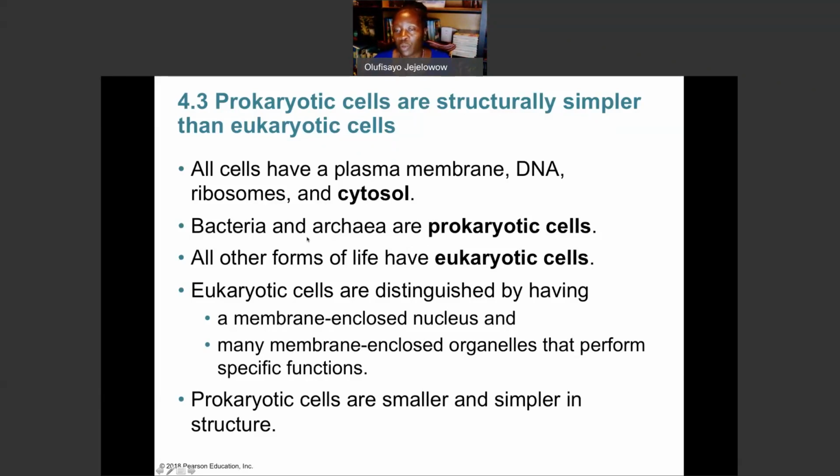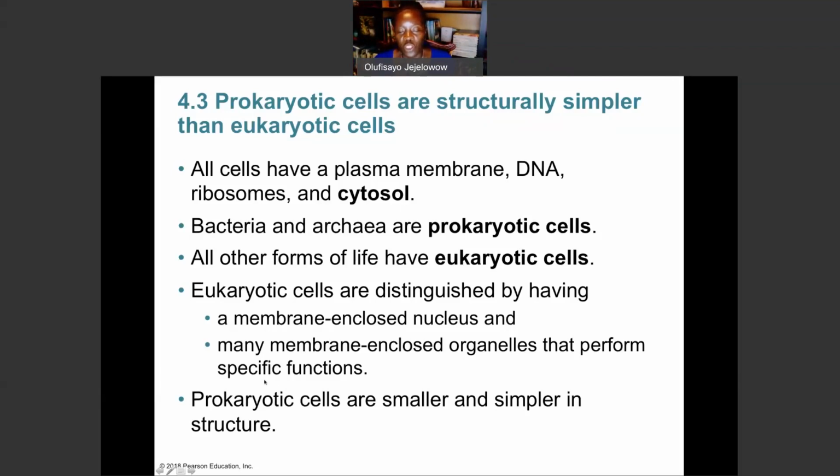Bacteria and archaea are prokaryotic cells. All other forms of life on Earth are eukaryotic cells. Eukaryotic cells are distinguished by having a membrane-bound nucleus and membrane-enclosed organelles that perform specific functions. This is where we learn about structure and function, the emergent properties as molecules are organized into forming organelles for performing specific functions inside the cell.